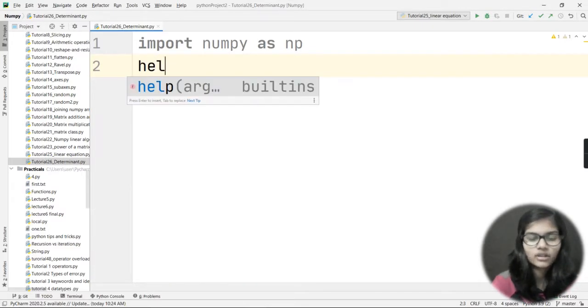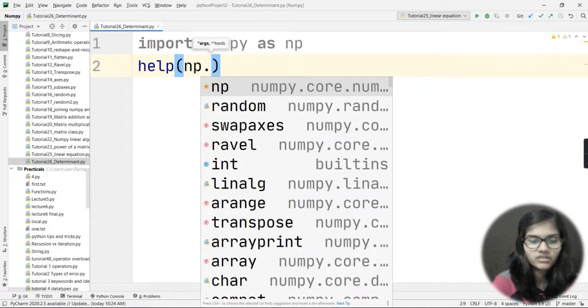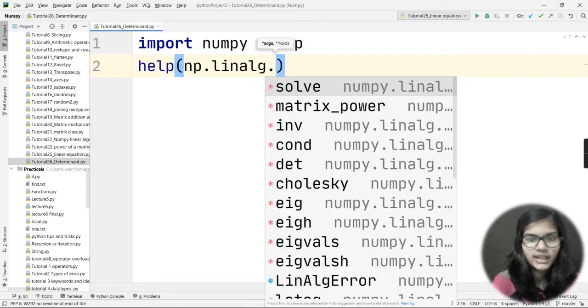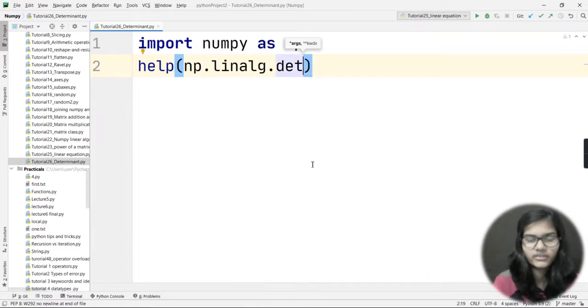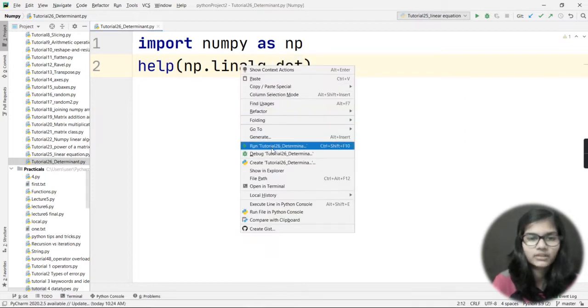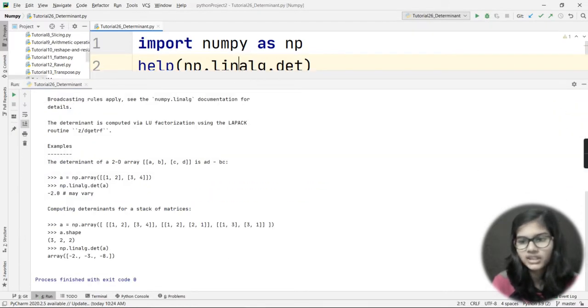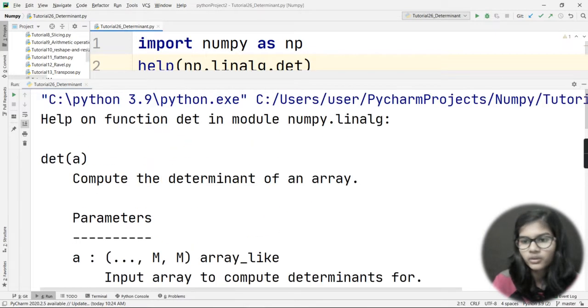Now what next, as I always tell, we can use the help function and see the use of this determinant function. I would write np dot linalg dot and here choose the determinant one, so dot det. Fine, I will run my program. It will tell you what's the proper syntax and what's the example. Here I will tell you a little bit about this using the help function. Afterwards on your own you can explore all the things. Fine, I wrote det A. Now this is the determinant, DET, the function which we use.